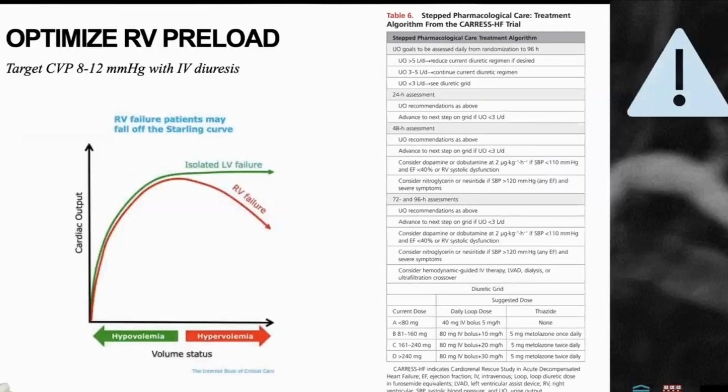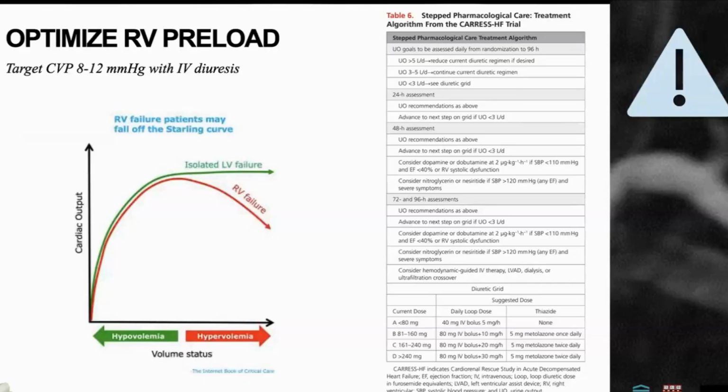Second step, or second tenet, is optimizing RV preload. You've heard a lot of things, probably in med school, about how the Swan-Ganz catheter is going out of favor, about how it's not associated with increased or better mortality in the ICU. That might be true, but in reality, the Swan or the PA catheter is a wonderful tool to use. It's a wonderful diagnostic tool.